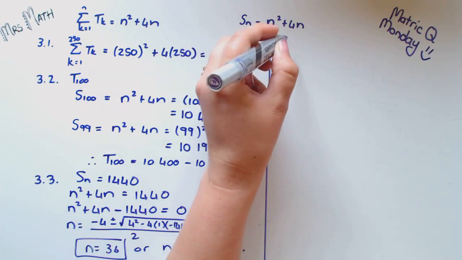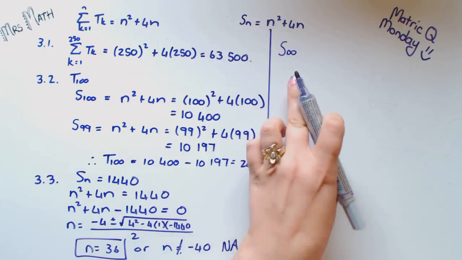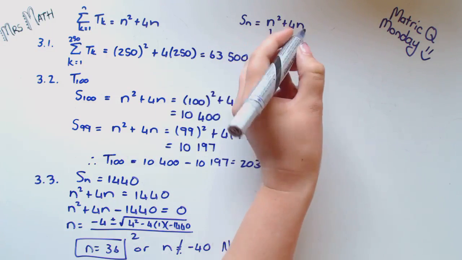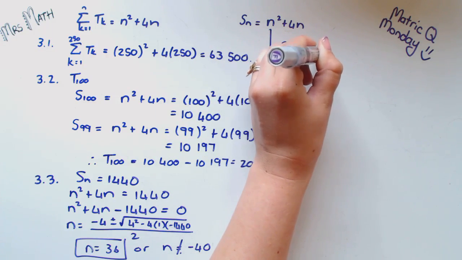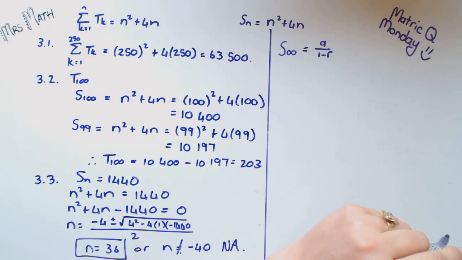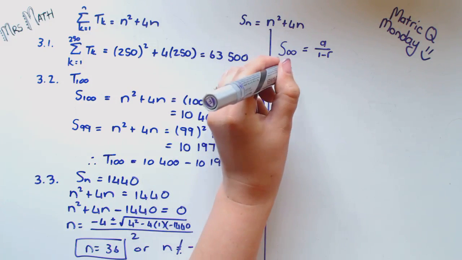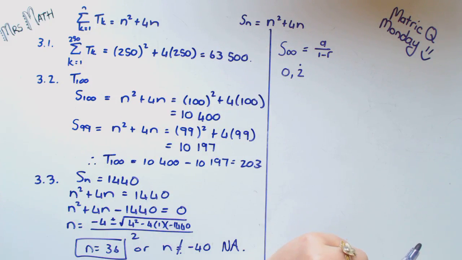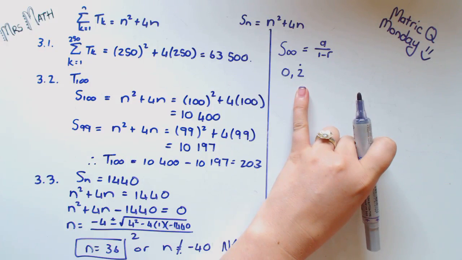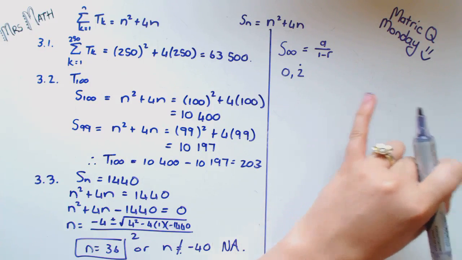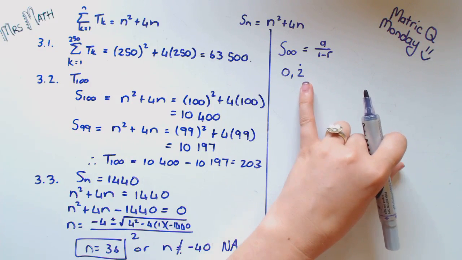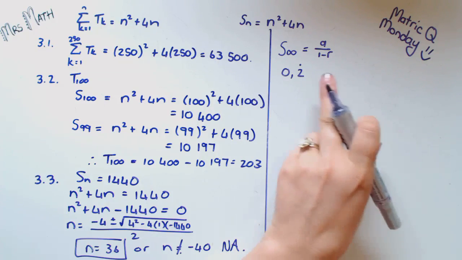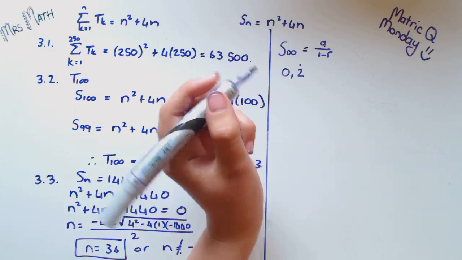It says, use this sum to infinity formula. Now you know that's for the geometric series that converges. Use this formula to write 0.2 recurring, where 2 is recurring, as a fraction. Okay, use this formula to write 0.2 recurring as a fraction.